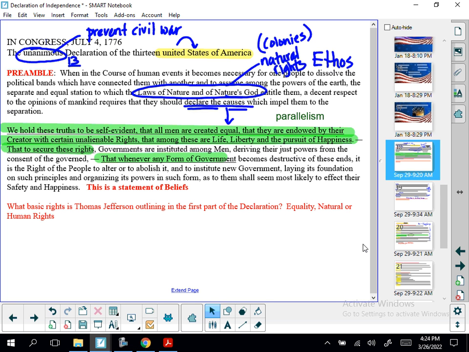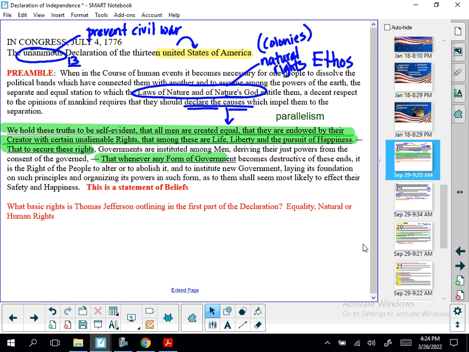So the famous line that you had to put in order for the Declaration of Independence escape room: we hold these truths to be self-evident, that all men are created equal, that they are endowed by their Creator with certain unalienable rights, that among these are life, liberty, and the pursuit of happiness, and that to secure these rights, governments are instituted among men, deriving their just powers from the consent of the governed, that whenever any form of government becomes destructive of these ends, it is the right of the people to alter or to abolish it, and to institute new government, laying its foundation on such principles and organizing its powers in such form as to them shall seem most likely to effect their safety and happiness.